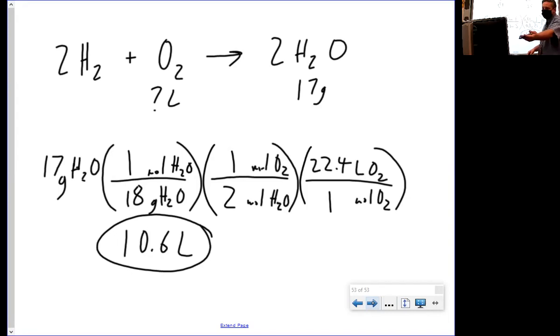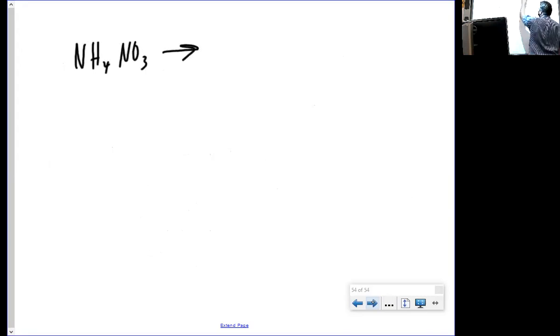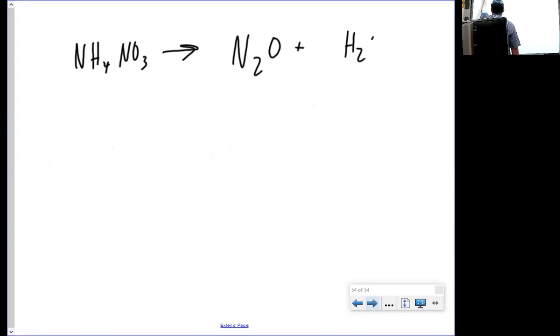All right, let's do number 4 on your practice. I'll help you out a little bit. Let me load it up. So we got NH4NO3 going to break down to N2O and H2O. What type of reaction first?